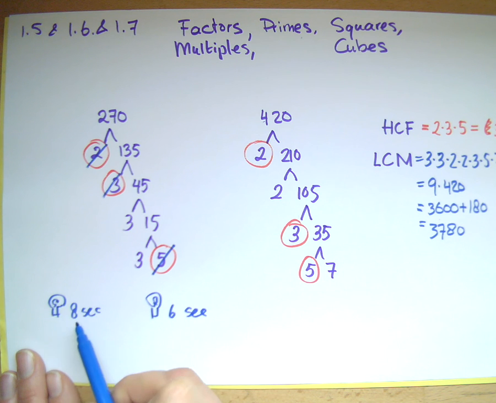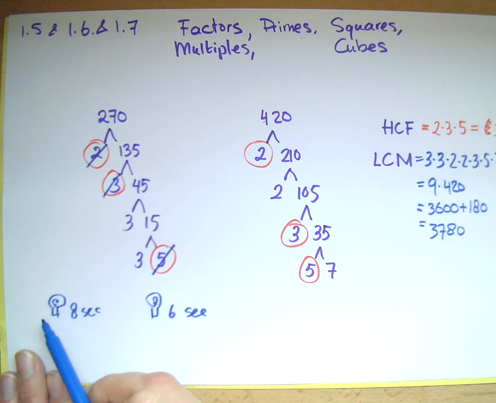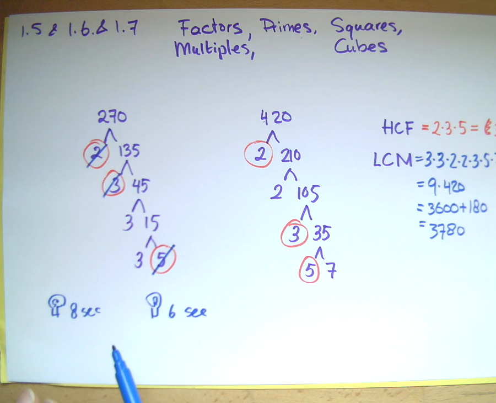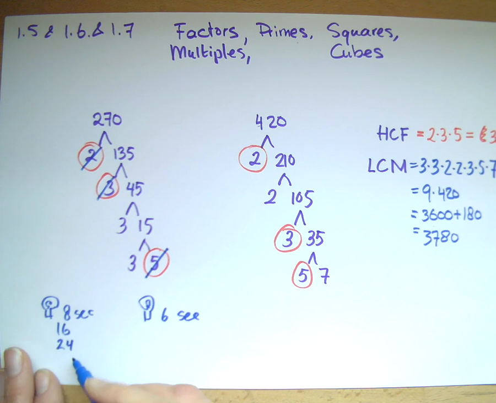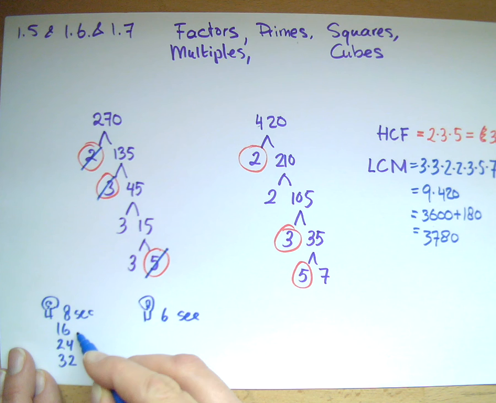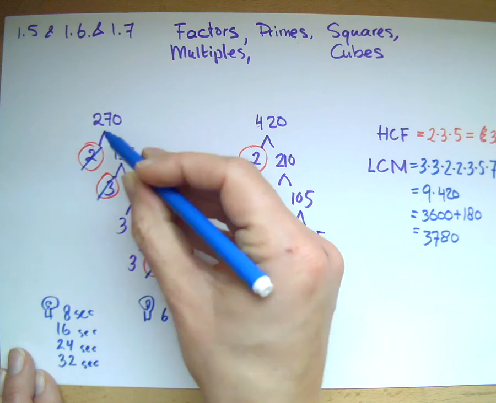We know that this one will flash at 0, right? Because they start at 0 by flashing. It'll flash at 8 seconds. It'll flash at 16. It'll flash again at 24. It'll flash at 32, etc. Right? Notice how I'm not using a factor tree right now.